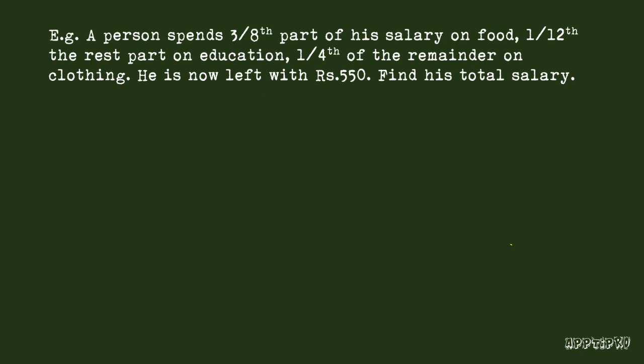A person spends 3/8 part of his salary on food, 1/12 of the rest on education, 1/4 of the remainder on clothing. He is now left with 550 rupees. Find his total salary. So as you can see, a person has initially some amount. He spends 3/8 for his food, and with the remaining amount he spends it for education, and from that remaining amount he spends it for clothing. So all the three fractions are dependent. How do you solve it?